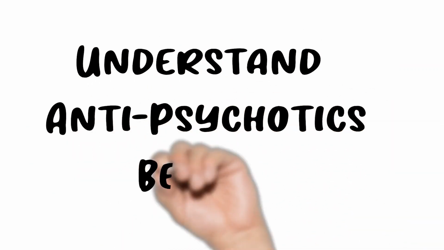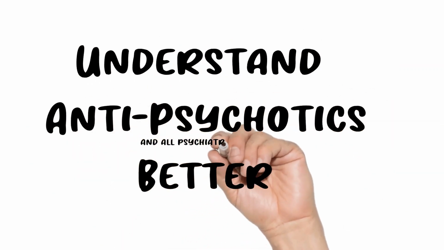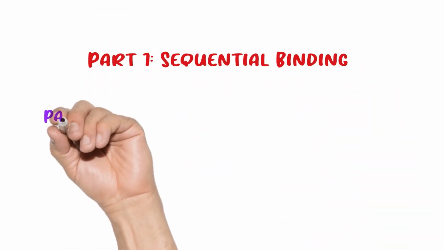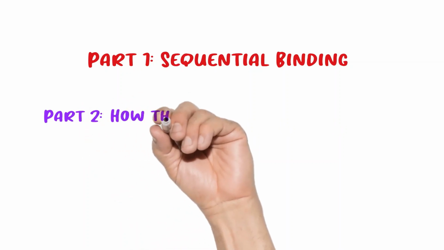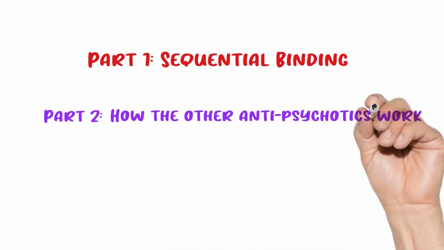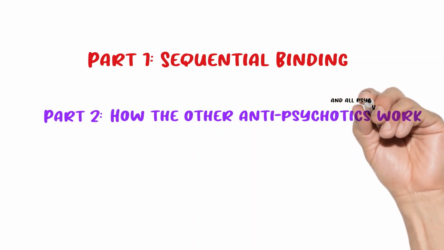All right, welcome back. So we're on part 2 of the Psychopharmacology series called Understand Antipsychotics Better. The series is going to be a 3-parter. I think the concept introduced in this video is going to be even more useful and practical than the one in the last video. So part 1 was about sequential binding and went into how Seroquel works. Part 2 is going to be about all the other antipsychotics.